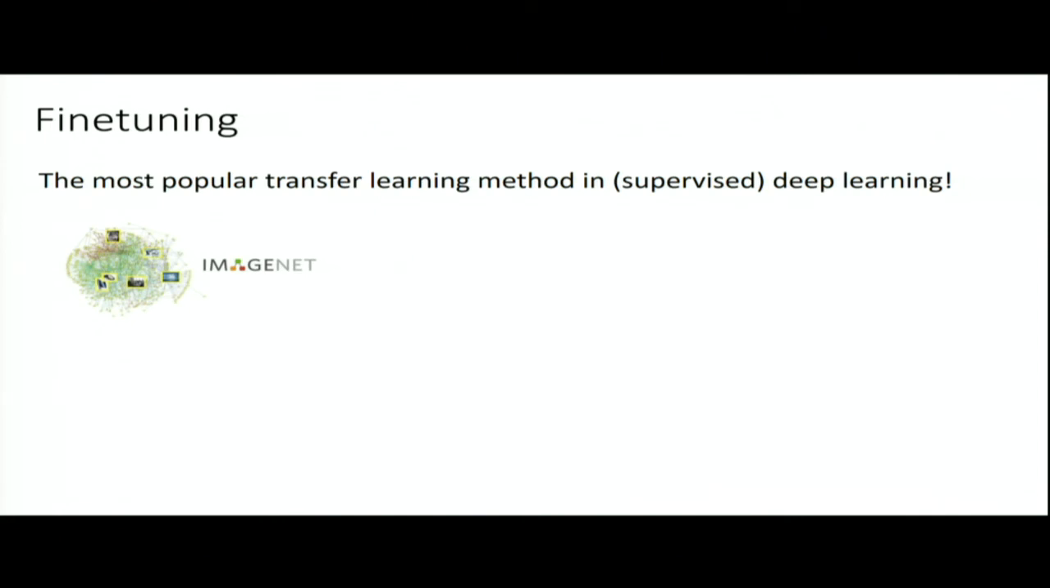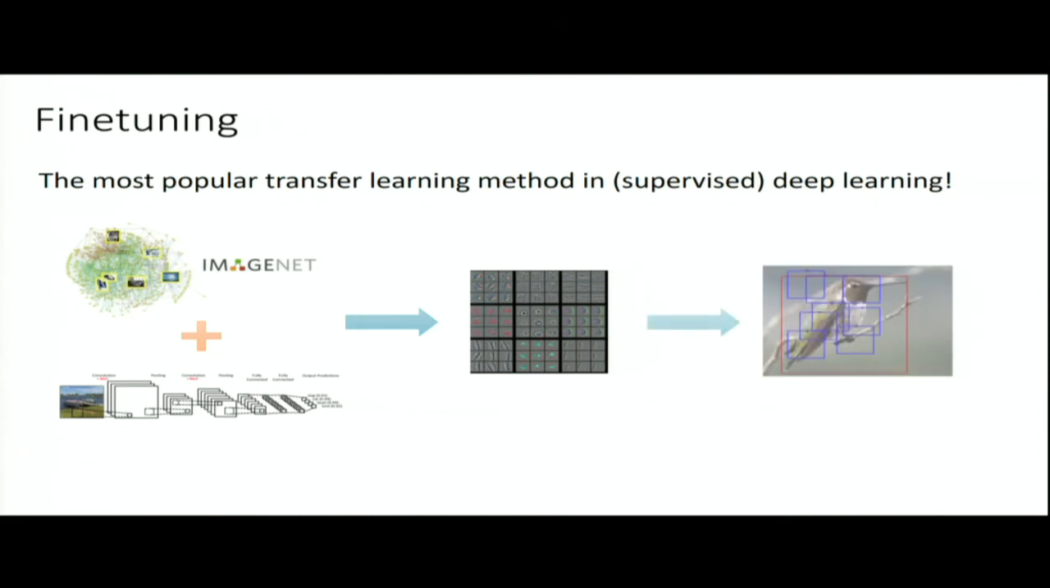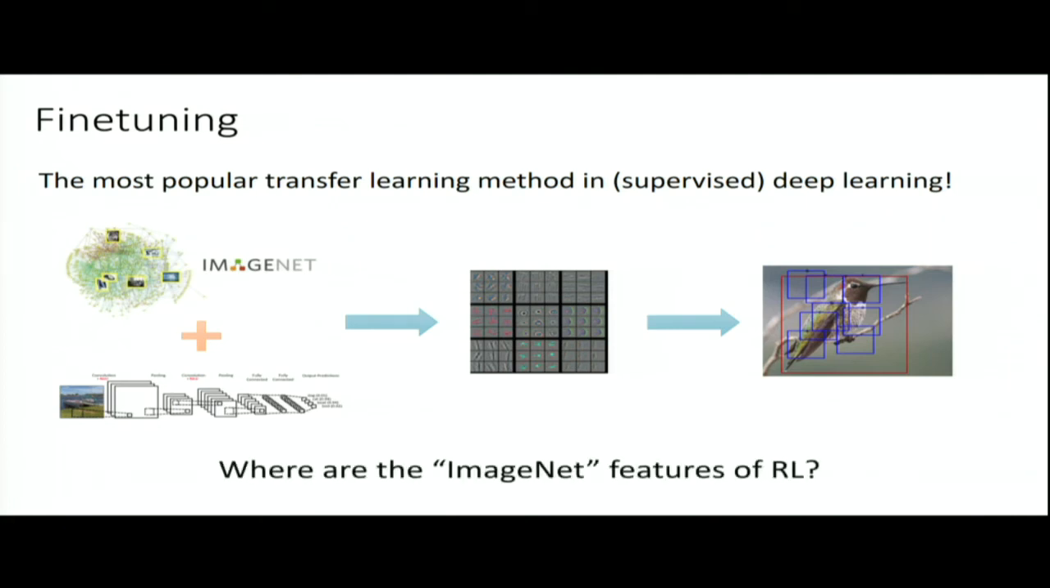You can take a large data set like ImageNet, you can train a big convolutional neural network on ImageNet, you can throw out the fully connected layers, keep the features from the convolutional layers, and then solve completely different visual perception tasks using those features, and very often that works very well. So something about a big data set and a relatively general-purpose task like classifying 1,000 classes gives you good features in supervised deep learning. The trouble is that there isn't such a thing as ImageNet features in reinforcement learning.